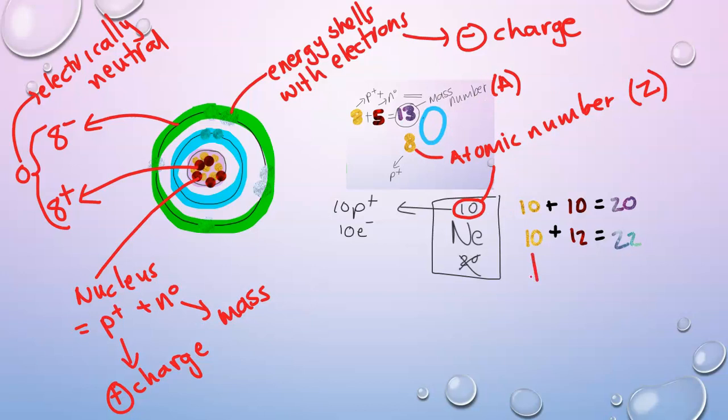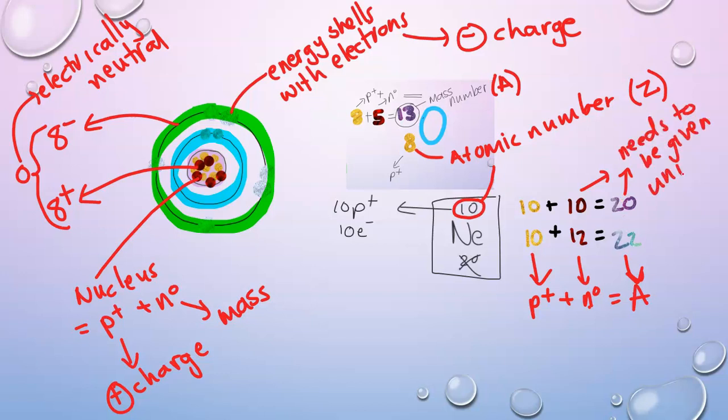Then if we take neon as an example, inside the nucleus we will have protons and neutrons. And if we add them together, we will get our A number, our mass number. So the number of neutrons and your mass number needs to be given, and that is unique to every atom.